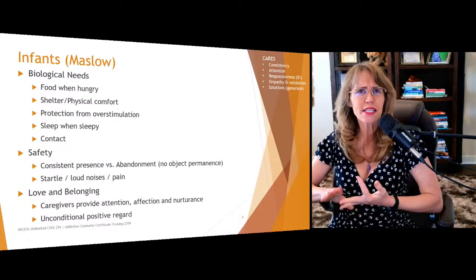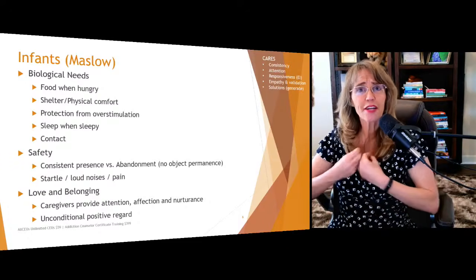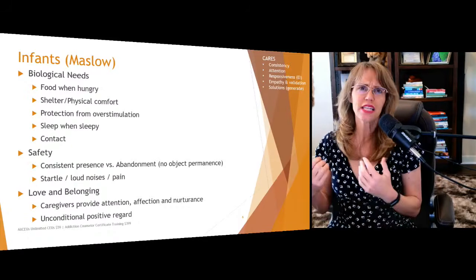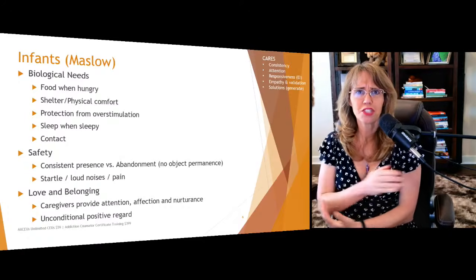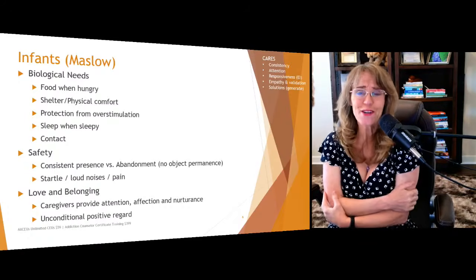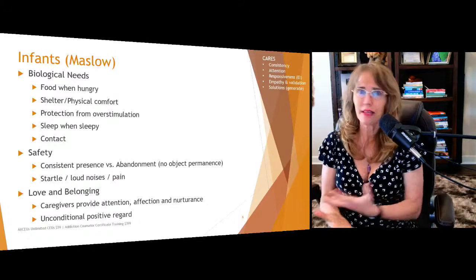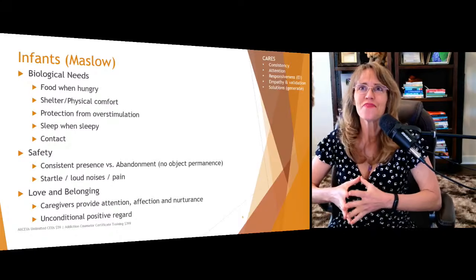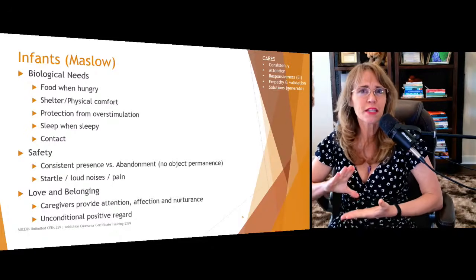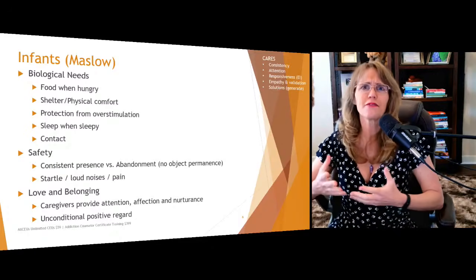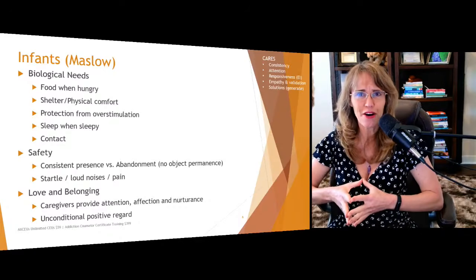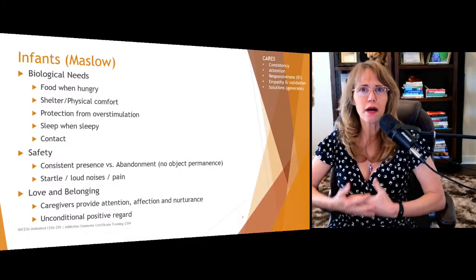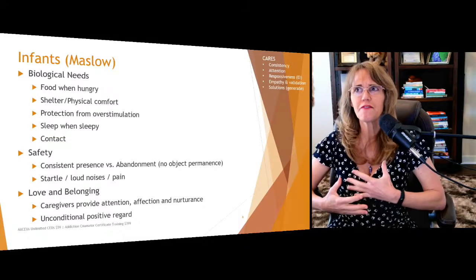Startles, loud noises, pain. Caregivers are there to comfort the child when these happen. And I always used to hate shot days when we would go to the doctor, because I knew that they were going to be in pain and I hated to stand there for it, but it had to be done. But comforting them afterwards, comforting them when they had earaches or whatever kinds of owies and boo-boos came along, let them know that, hey, the caregiver is going to be here to help me feel safe, to help me feel better.